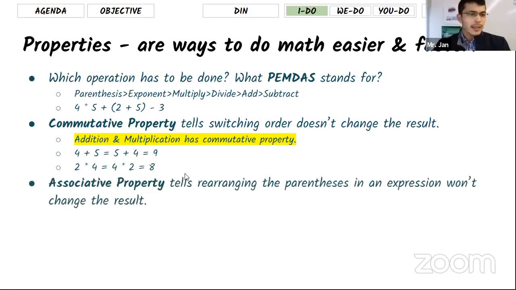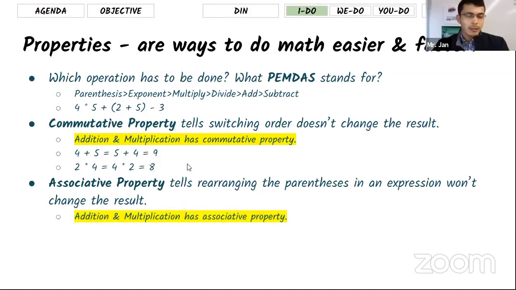The next one is the associative property, which means rearranging the parentheses or regrouping. You can remember it as regrouping an expression, which won't change the result. The result will be the same if you rearrange the parentheses or groups. And the same thing: only addition and multiplication have the associative property, not division and subtraction. Don't include the others because the others don't have this property.